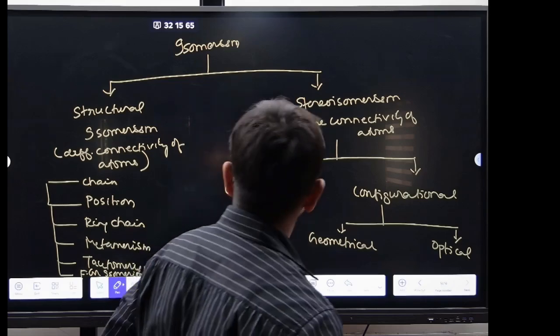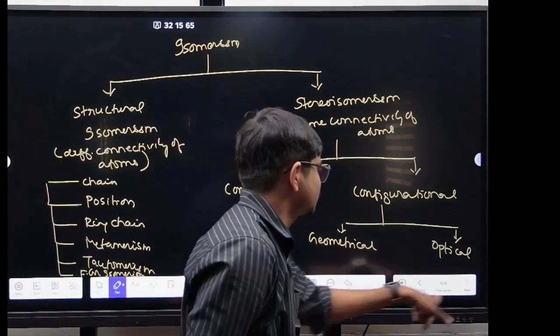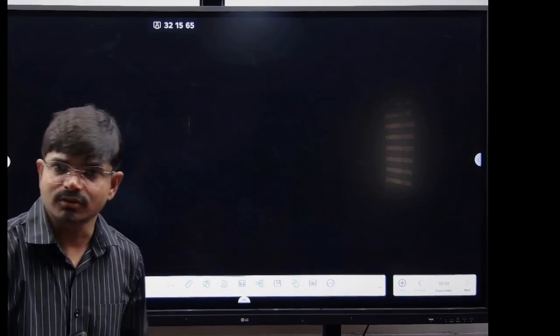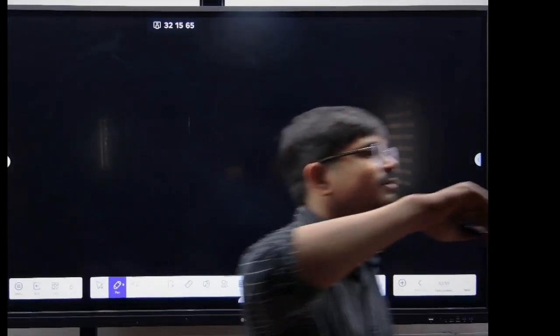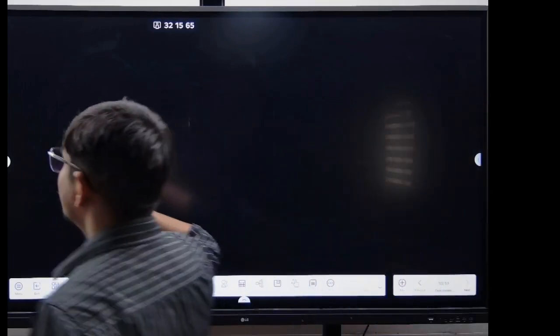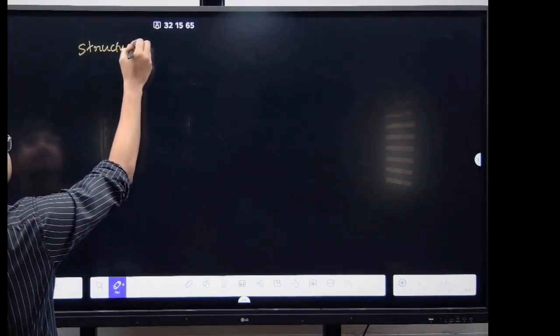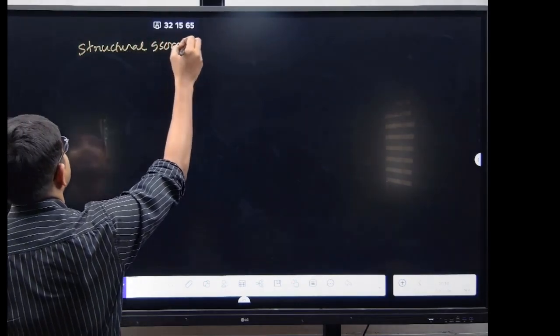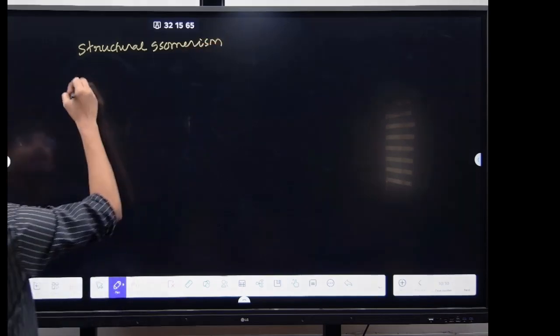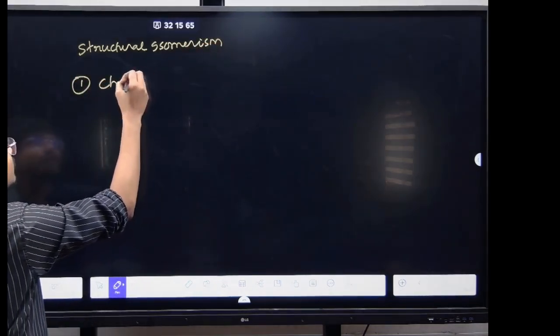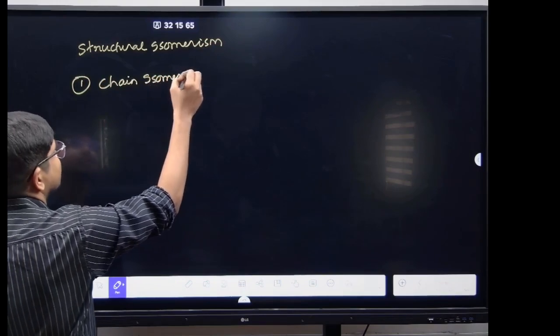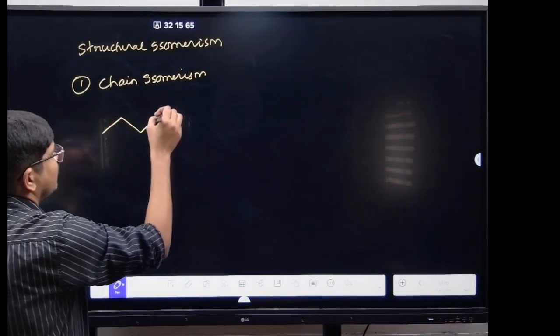So see here, let's start. First one is structural isomers, right? What is the statement I have written here, that you will have different connectivity of atoms. Write the structural isomerism. First example is chain isomerism, right? What do you mean by chain isomerism? See here, suppose you have a compound like this one.